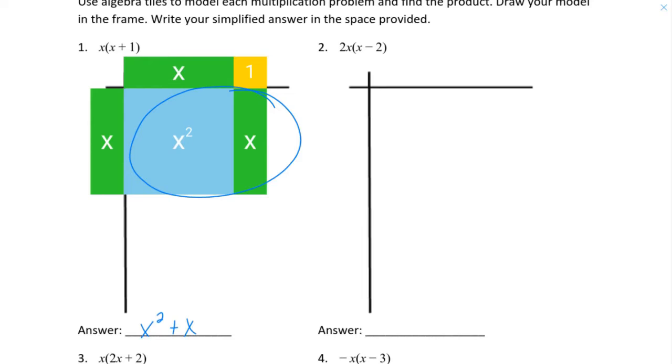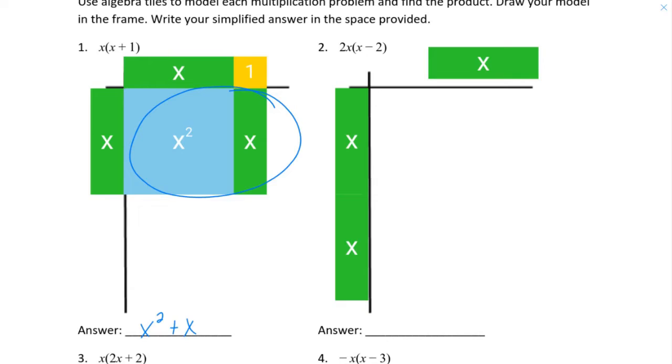So we have 2x and then x minus 2. We need two x's, which we'll put down here on the left side. I will say it doesn't matter which one you have on the left and which one you have on the top. You can choose whichever one you want, or if you have more space on one side than the other, you can place it appropriately. It really doesn't matter as long as both of our terms are being represented.